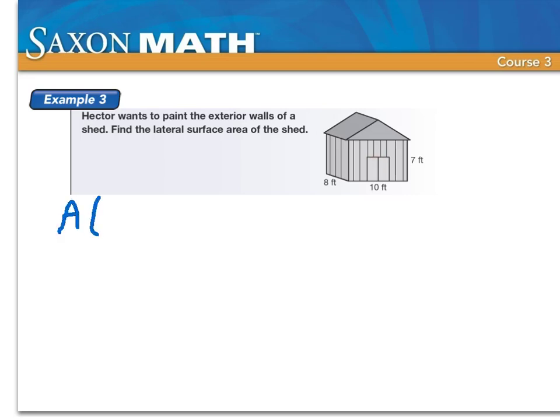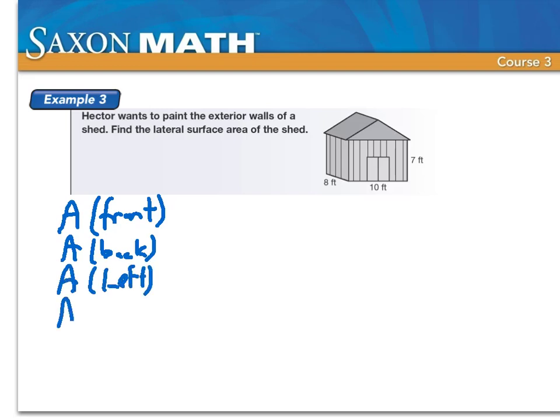the area of the front, the area of the back, the area of the left, and the area of the right. We have the walls part, again, not the roof up here. We're worried about this part down here. We're not doing the bottom or the top, just the lateral surface area.